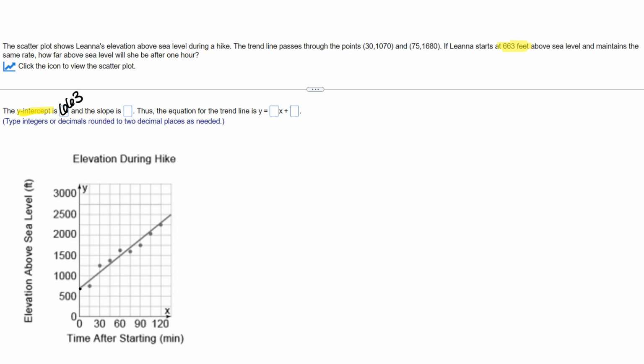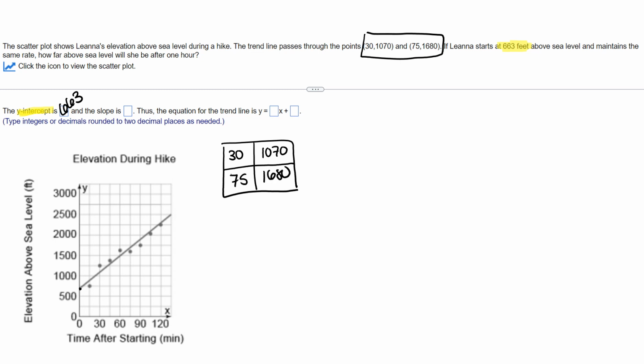Now for the slope, we have to take our ordered pairs and we're going to use the box method. So using the box method with (30, 1070) and (75, 1680), we find our pattern. To go from 30 to 75 is a value of 45. To go from 1070 to 1680 is a value of 610. We set up our answer as a fraction, y over x, so 610 divided by 45. And we end up with 13.5 repeating.